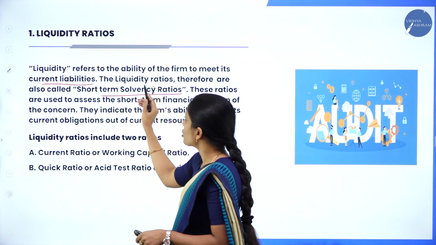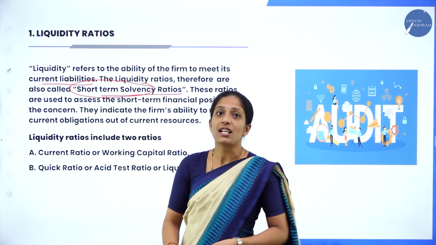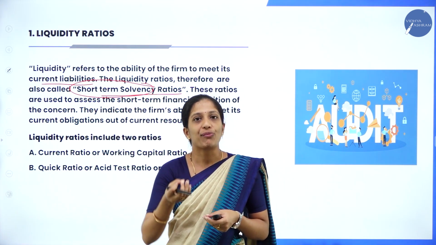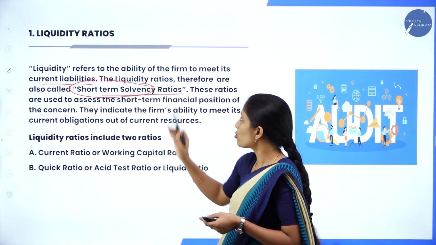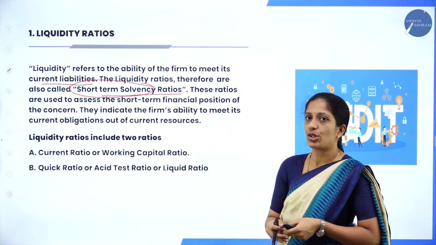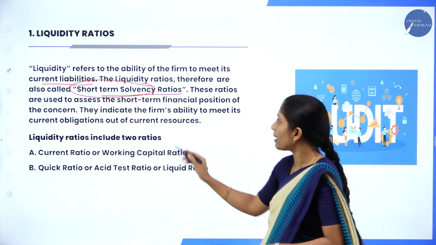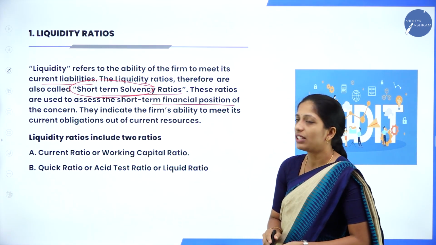So why is it called short-term solvency? Because the repayable period will be within 1 year. So that is known as what? That is the short-term solvency ratio. These ratios are used to assess the short-term financial position of the concern.